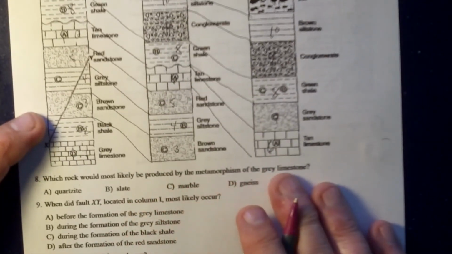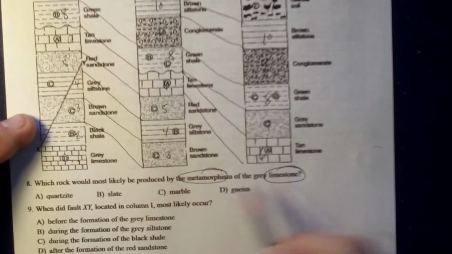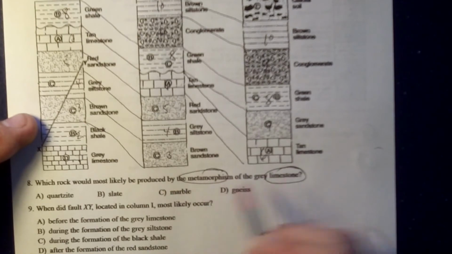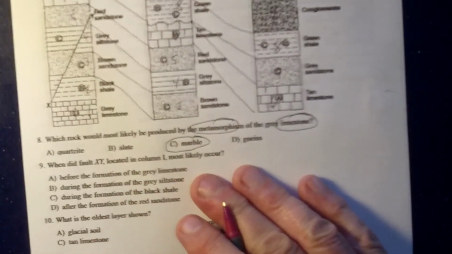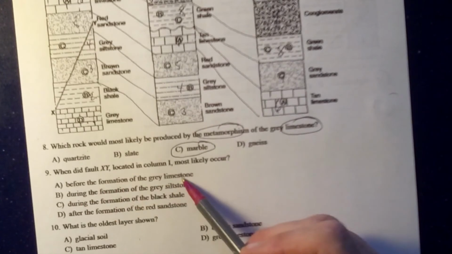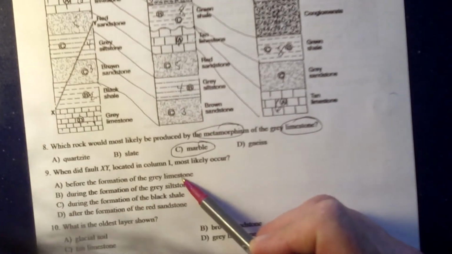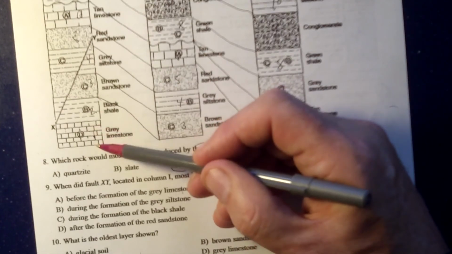Which rock would most likely produce by metamorphosis of gray limestone? So when limestone is metamorphosed, it will change into the rock marble. When did fault XY, located in column 1, most likely occur? Let's take a look at the choices. Before the formation of the gray limestone. So the gray limestone is down here, so it's below the fault.